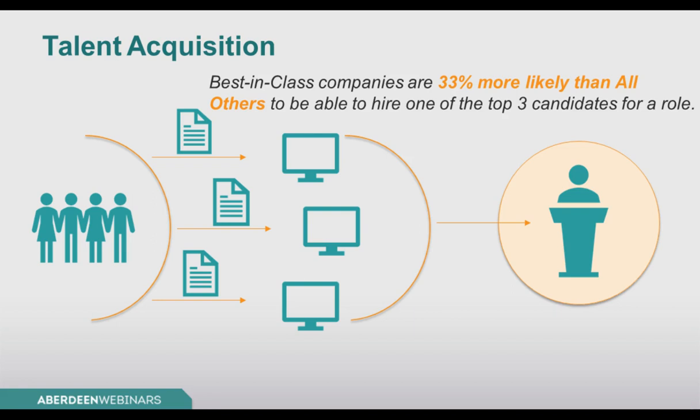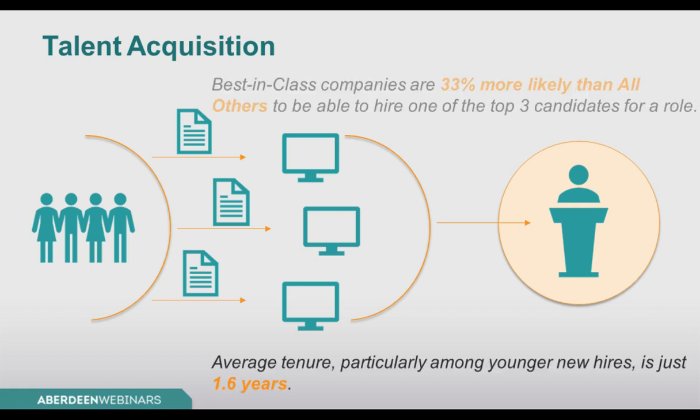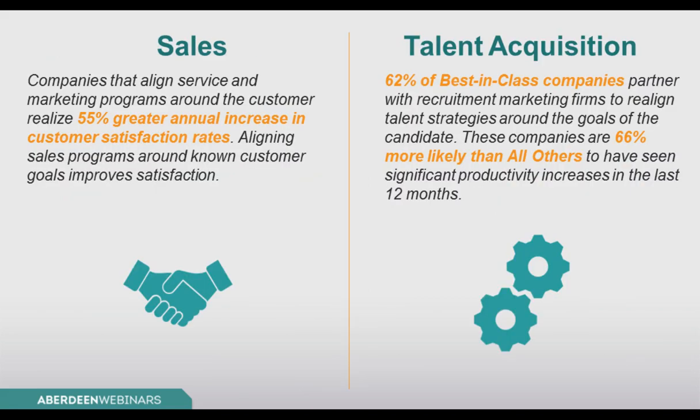When we look at some of the impacts of the buildup and engagement techniques in talent acquisition, we see that the best-in-class are 33% more likely than all others to be able to hire one of the top 3 candidates identified for a role. The main problem is that average tenure, particularly as we go down the employee age scale, hangs at 1.6 years. Meanwhile, average payback on labor once hired is at 2.2 years. And that's some serious food for thought when you think about employees actually starting to run in the black for your organization on a per-employee basis.